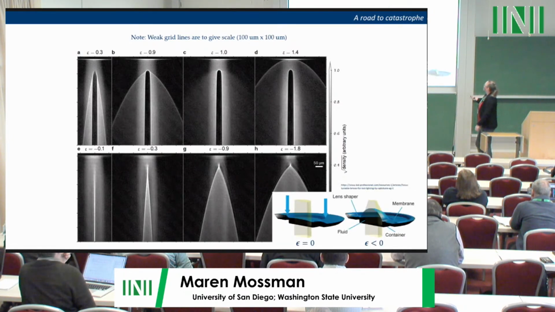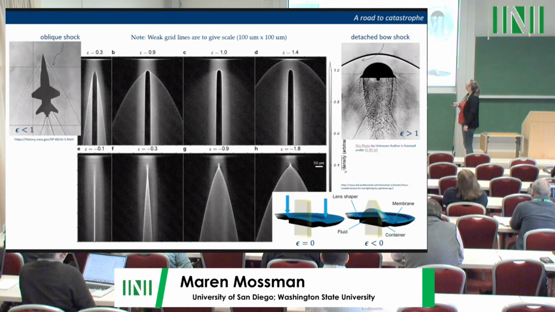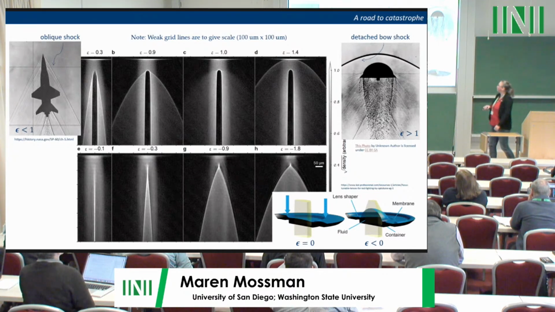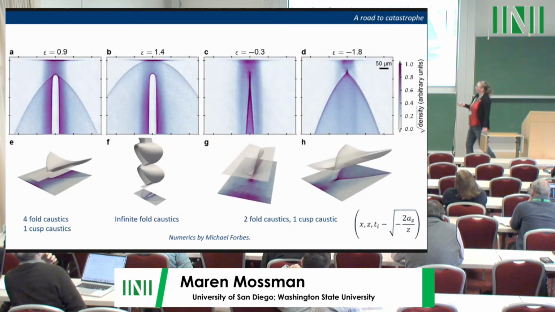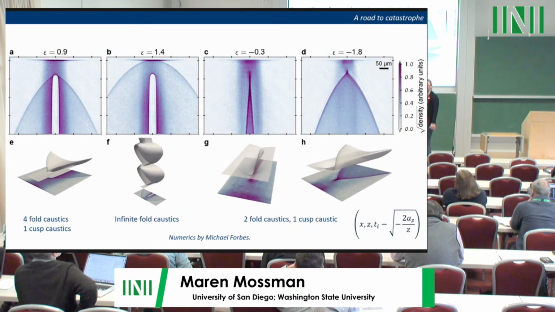So if we compare these types of things to things that we recognize, our attractive potentials can be thought of as a detunable lens, which is fairly popular these days. And then we also have things that appear to be very similar to things like oblique shocks and detached Bose shocks, like I mentioned. Again, we don't have interactions. These aren't actually what they are, but they sure look like it. And in cold atoms, we really like to talk about simulators. All right. So then if we think about caustics, we think about folds and cusps.